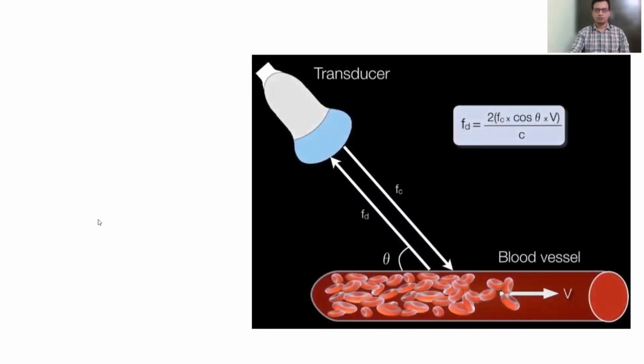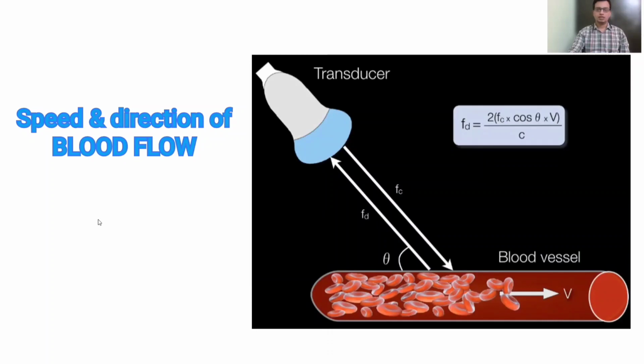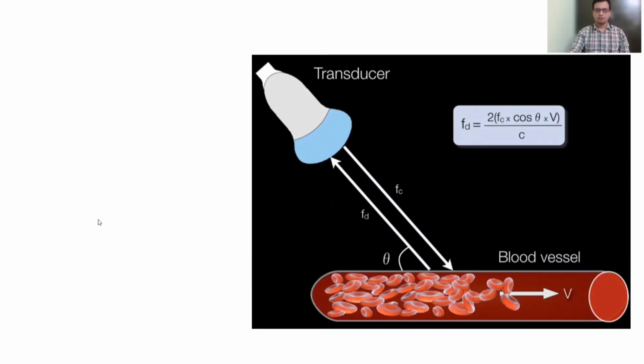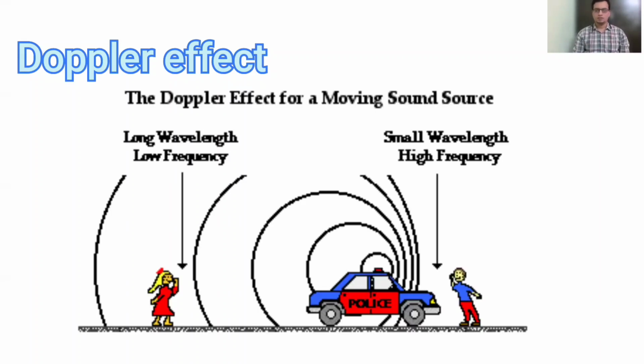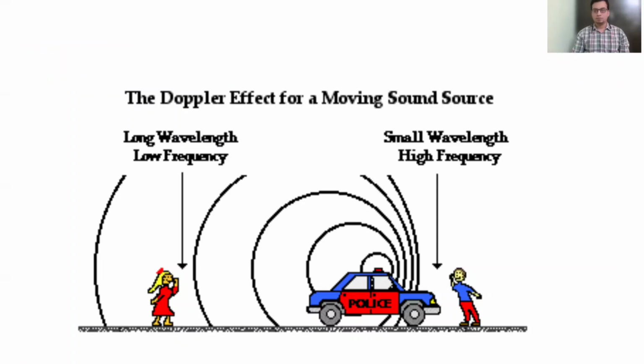So Doppler technology allows the determination of the speed and direction of blood flow by utilizing the Doppler effect. The Doppler effect or Doppler shift is the change in the frequency of a wave in relation to an observer who is moving relative to the wave source. The classic example from our high school physics books is the pitch of the sound increases when the car approaches the listener. Then suddenly sound pitch decreases as the car moves away from the listener.